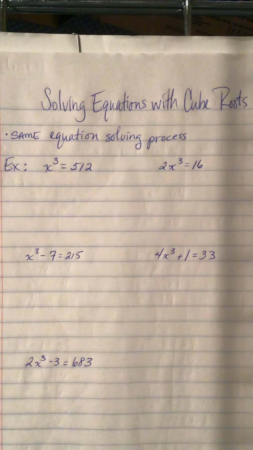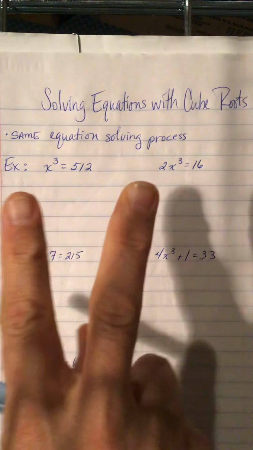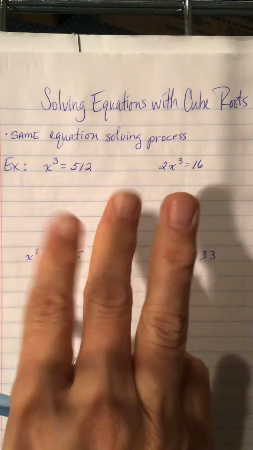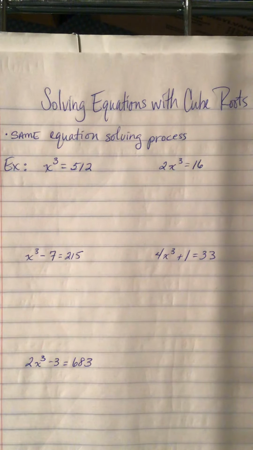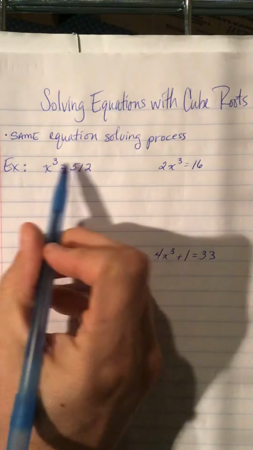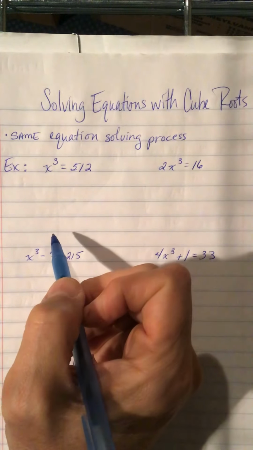Alright folks, we're back with some more solving equations involving roots. This time we're going to use cube roots. Remember, the cube root asks us what number times itself again and one more time, so the same number 3 times being multiplied, in order to get that product. So we have x cubed equals 512.